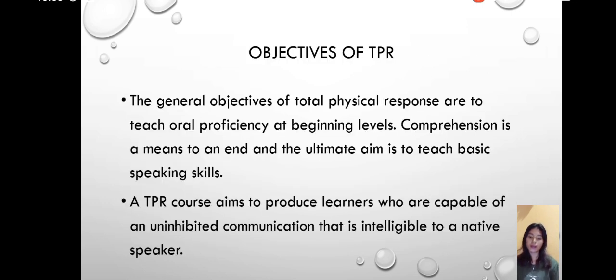Next, objective of TPR. The general objective of Total Physical Response is to teach oral proficiency at beginning levels. Comprehension is a means to an end, and the ultimate aim is to teach basic speaking skills. A TPR course aims to produce learners who are capable of uninhibited communication that is intelligible to native speakers.